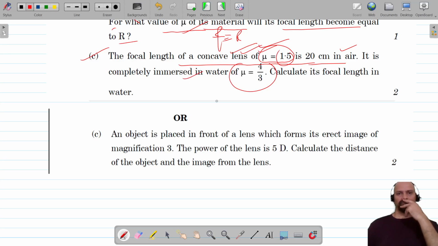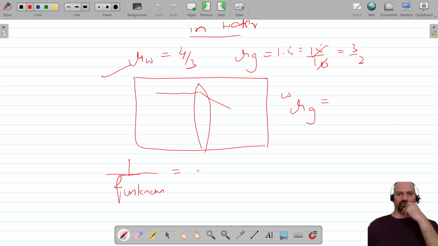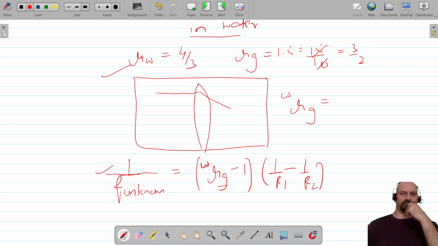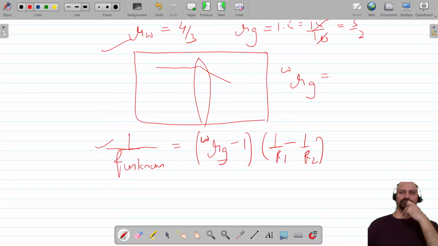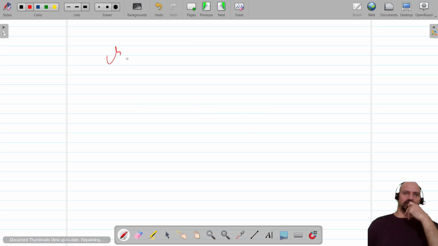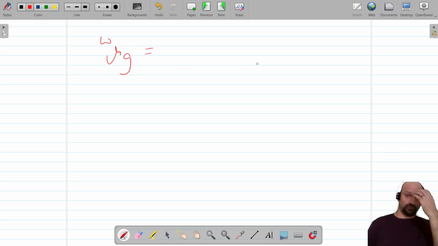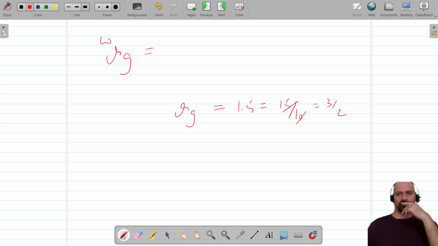this water, which would be refractive index of glass with respect to water minus 1 upon r1 minus 1 upon r2. Here, when it's immersed in water, we will take the refractive index of glass with respect to water. Okay, let's calculate this one. You have to calculate the refractive index of glass with respect to water. Now the refractive index of glass is given as 1.5, which is 15 by 10, equal to 3 by 2.